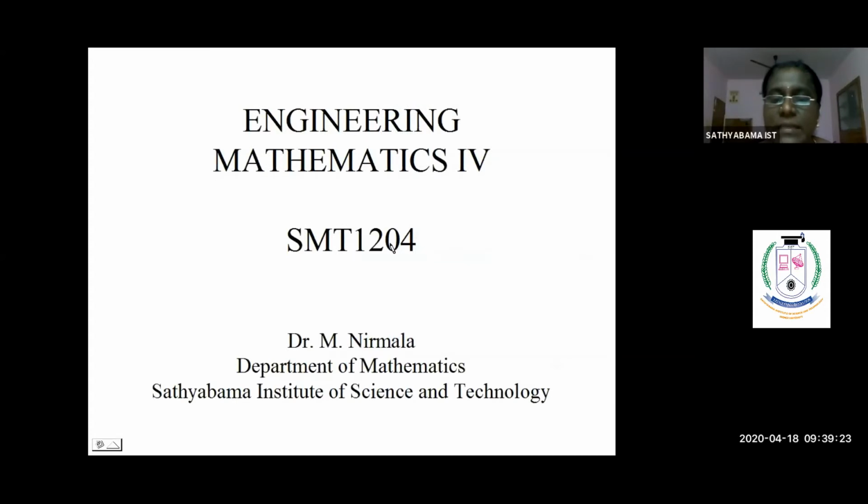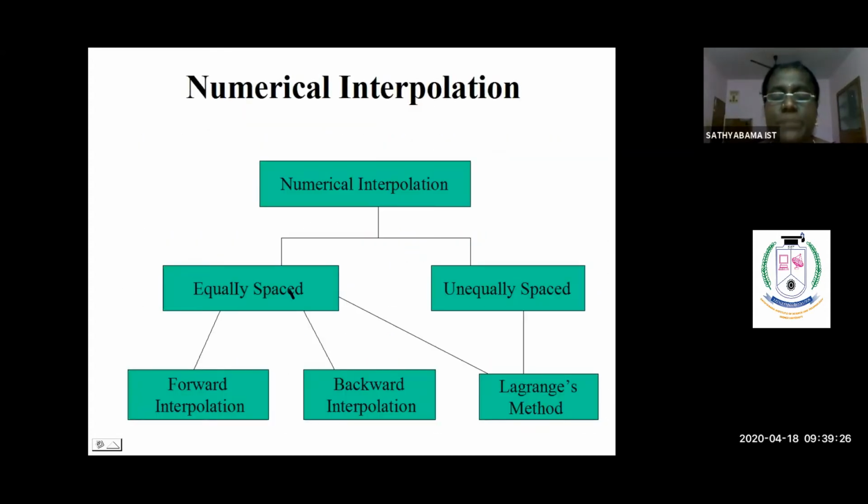So we are going to see now again the broad subdivision of numerical interpolation. One is the data set is equally spaced. The other one is the data set is not equally spaced. For both equally spaced and unequally spaced, there is a general method which was derived by a mathematician called Lagrange. So Lagrange derived a method called Lagrange's method, and using this, I can do interpolation for any set of data, whether it is equally spaced or unequally spaced.